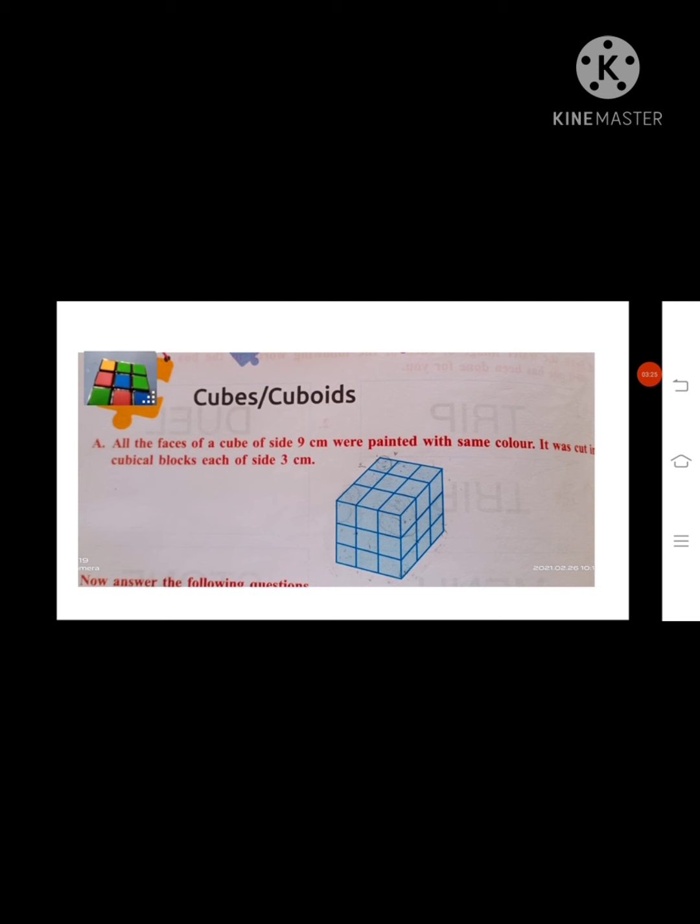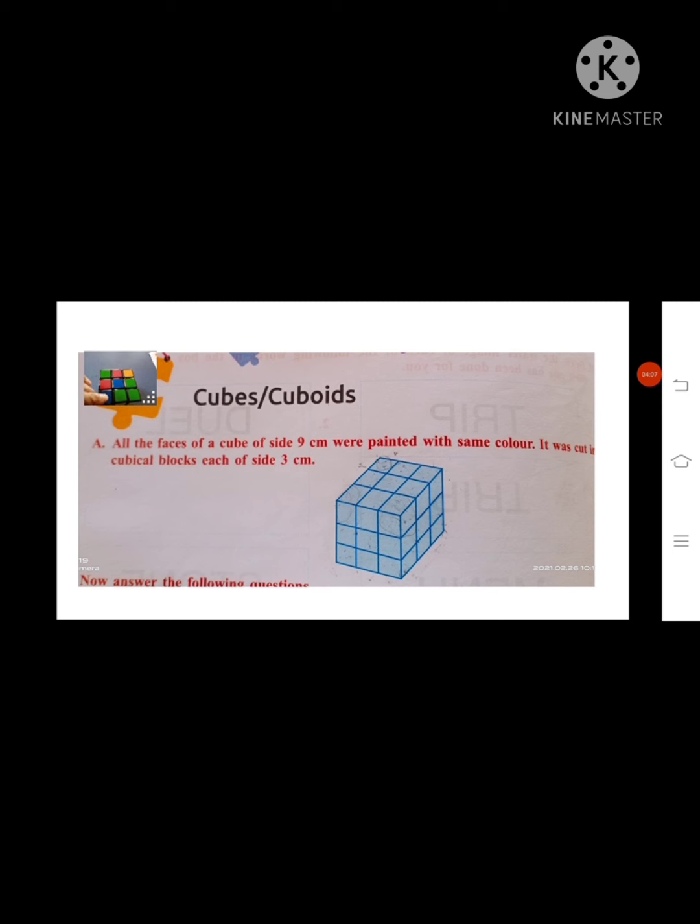It was cut into cubical blocks, each of side 3 cm. Here we will consider that this is 9 cm. This total is 9 cm, 9 cm, 9 cm, 9 cm. From this side also 9, 9, and 9. So here they have told us all faces of the cube are of side 9 cm, and they are all painted with the same color. And it was cut into blocks each of side 3 cm.